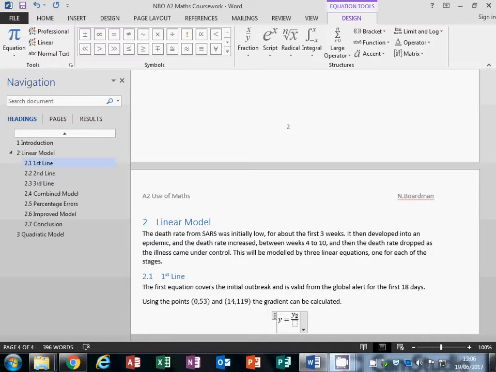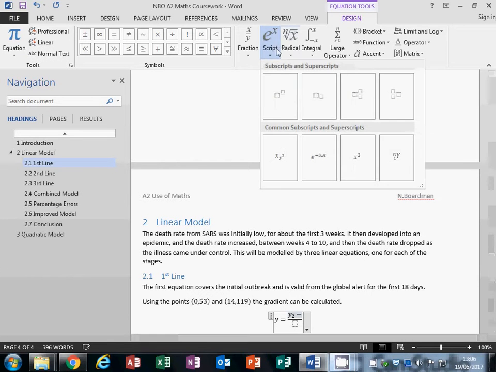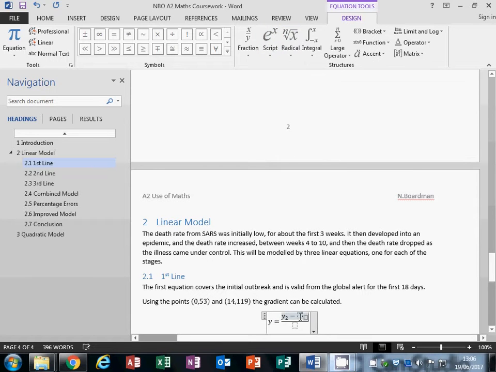So what we have is y2 minus, and then we need another one, y1, and that is going to be over x2.